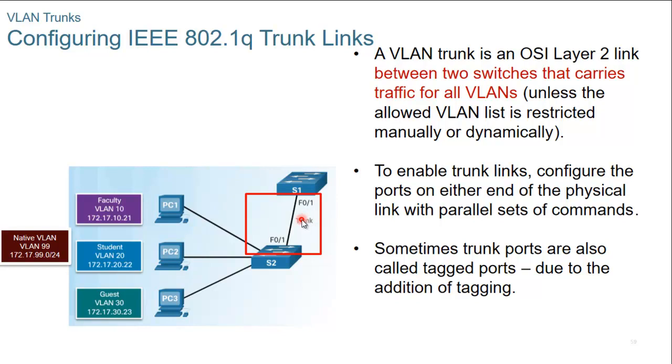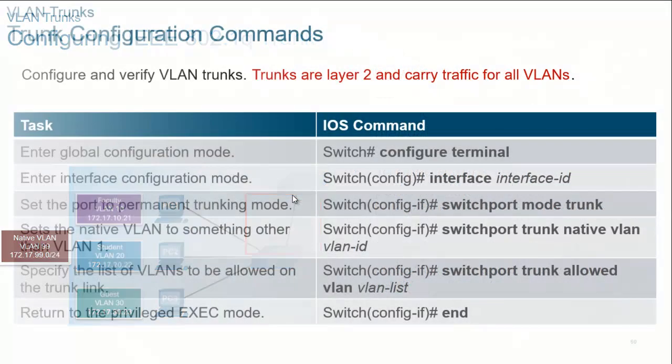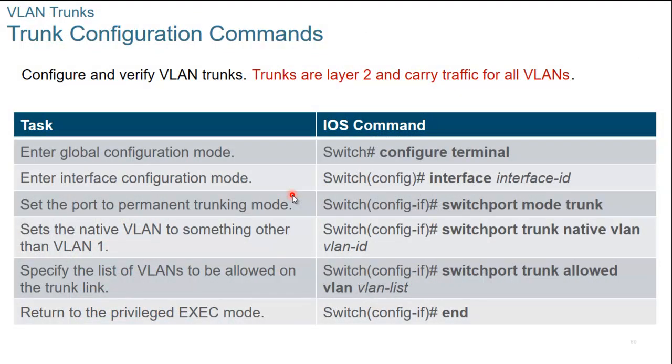To enable trunk links, configure the ports on either end of the physical link with parallel sets of commands, meaning that this end here and this end here on those two different switches must have the same sets of commands. For example, if here you set the native VLAN as VLAN 99, here you must set the native VLAN as VLAN 99 as well. Sometimes trunk ports are also called tagged ports due to the addition of tagging. Trunks are layer 2 and carry traffic for all VLANs.